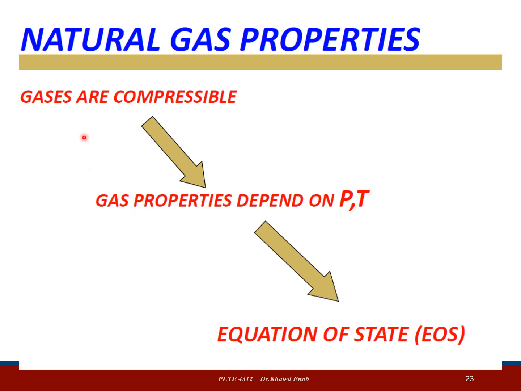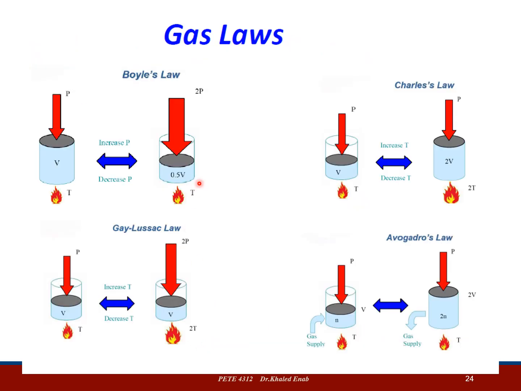Natural gases are compressible, which makes them need more calculations and more consideration than oil and water. Gas properties highly depend on pressure and temperature. Hence, we need an equation of state. The equation of state considers four important gas laws: Boyle's law, Charles' law, Avogadro's law, and Gay-Lussac's law.